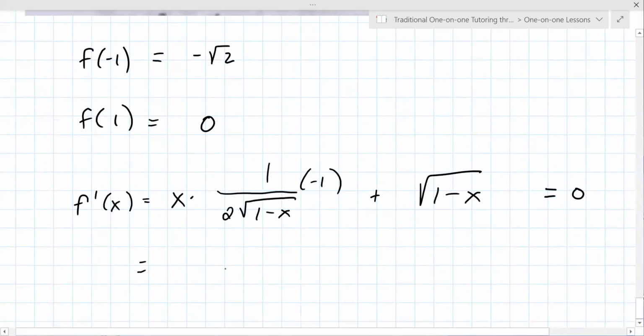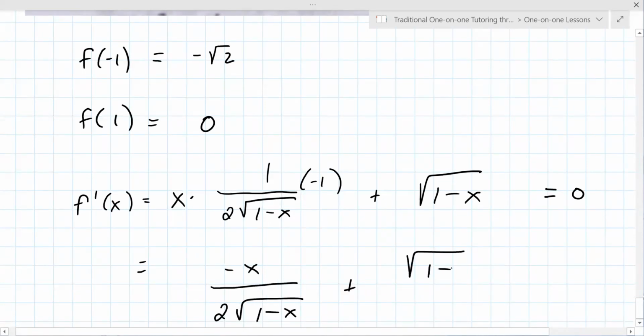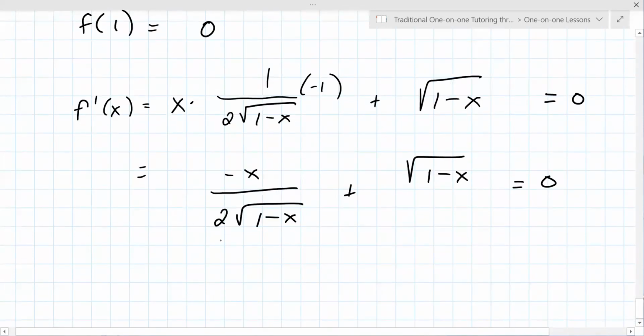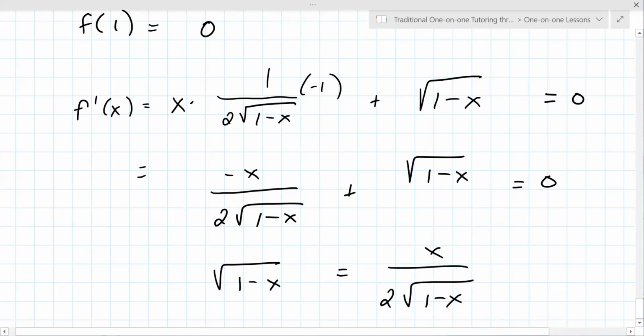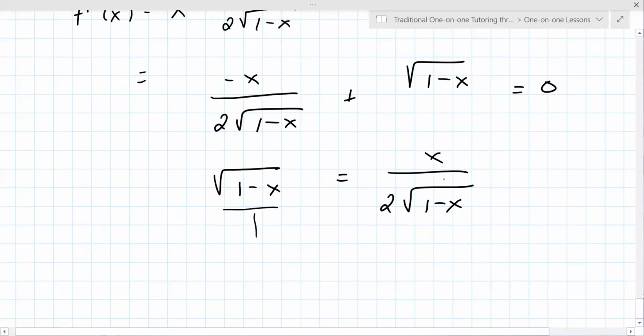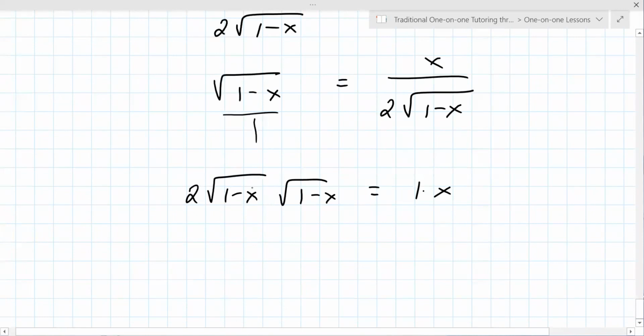This is where most students start to struggle, because if your algebra is kind of good and then you get to a problem like this, you got to very quickly know what to do. You actually want to move this term on the left over to the other side, because it's going to make it positive. So you're going to have root 1 minus x equals x over 2 square root 1 minus x. And then you can cross multiply here. You can butterfly this right here. So it's 2 square root 1 minus x times square root 1 minus x equals 1 times x.